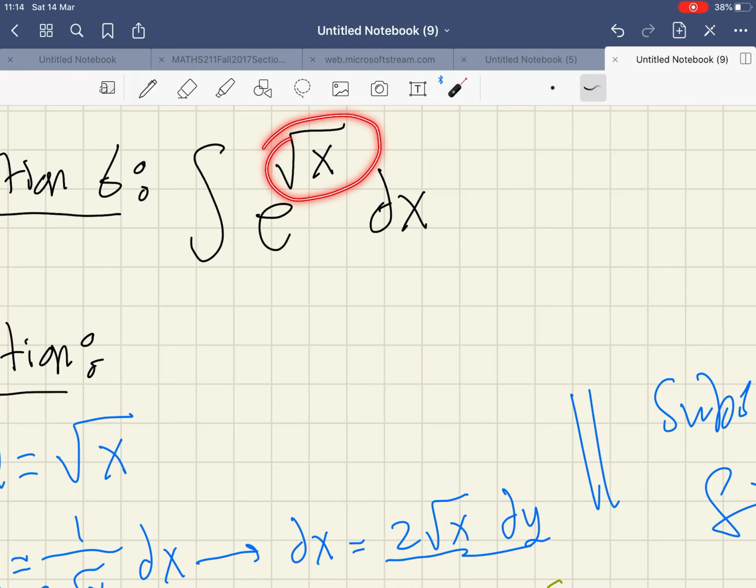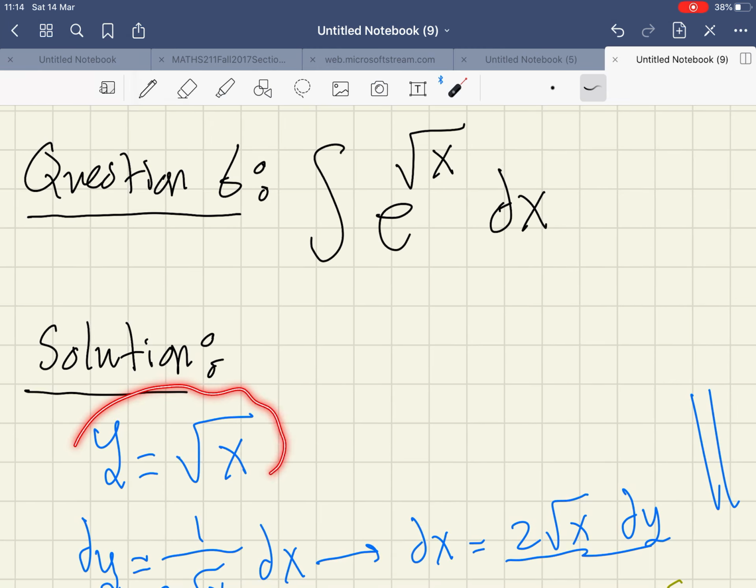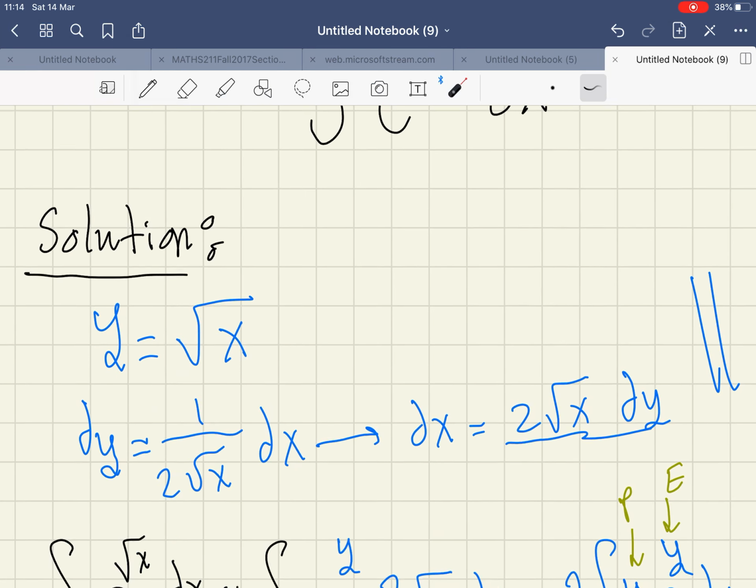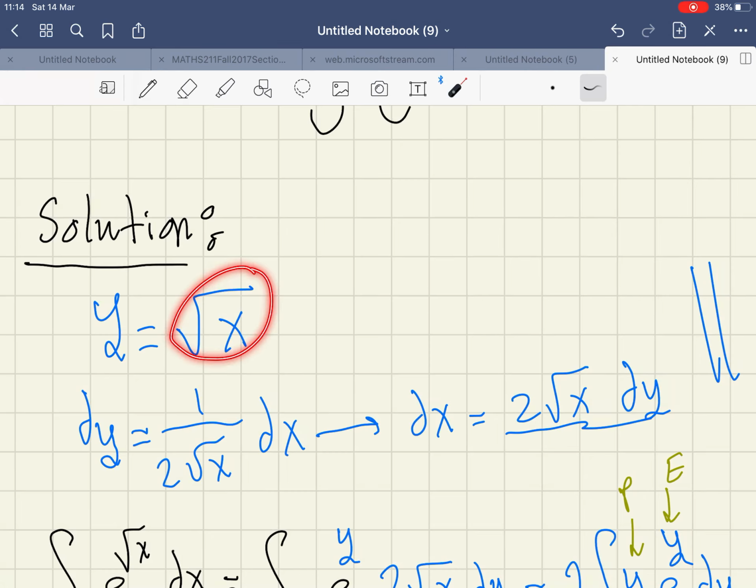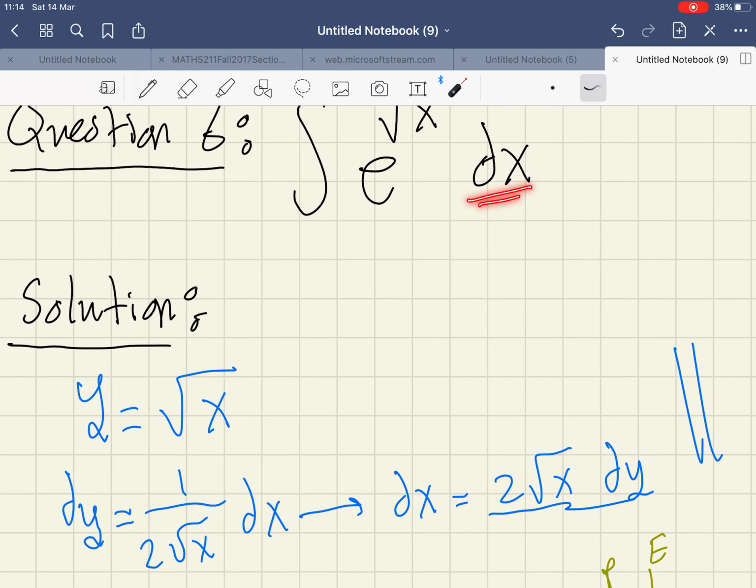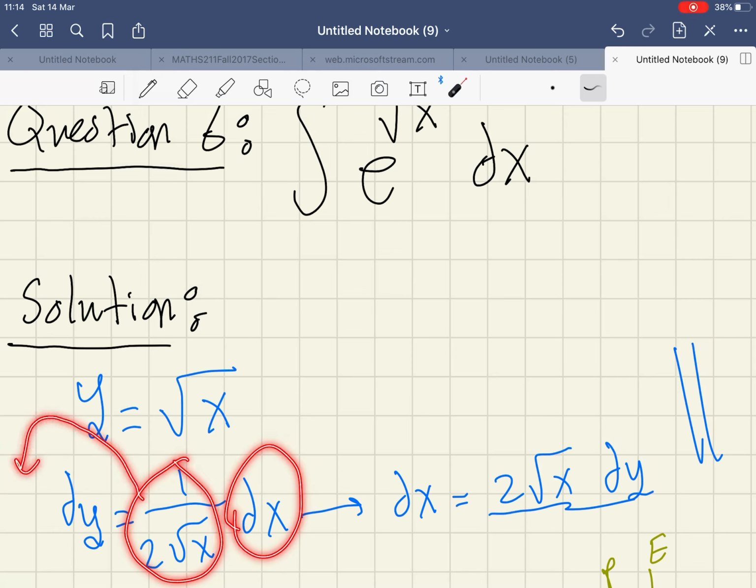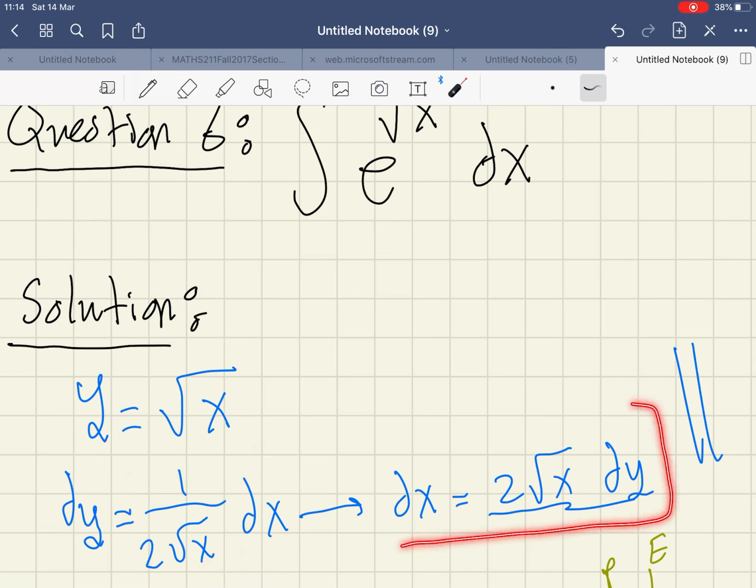This one I will call y, so I can just get a basic exponential function. So I will call y equals square root of x, and then of course you need to find dy, which is the derivative of square root of x: 1 over 2 square root of x dx. But then you need to find only dx. And how do you find only dx? You have to move everything from this side to the other side.